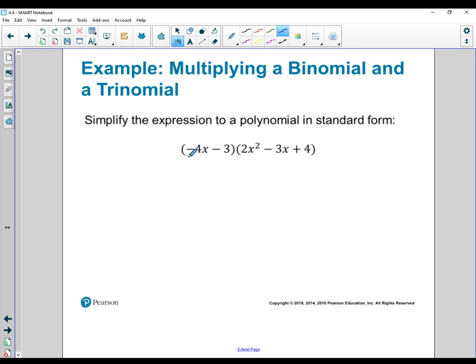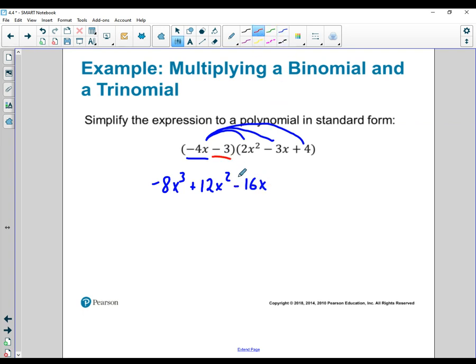So I'm going to focus on this negative 4x first, and I'm going to hit that to everything in here. So negative 4x times 2x squared is going to be negative 8x cubed, and then negative 4x times negative 3x is going to be positive 12x squared, right? X times x is x squared. And then we do it to the last one here, which is going to be minus 16x.